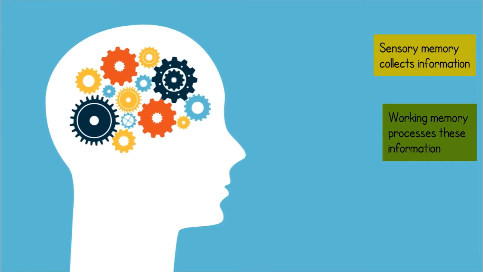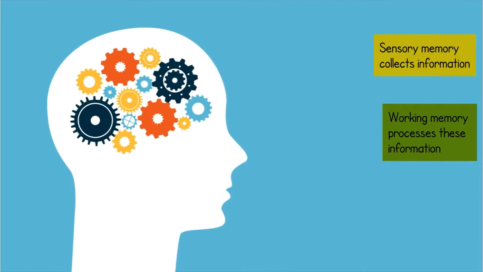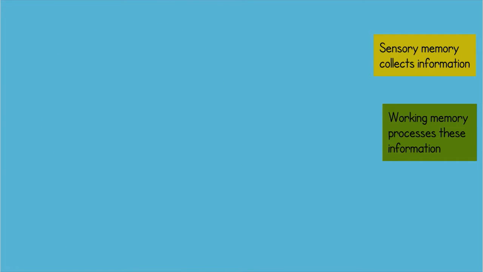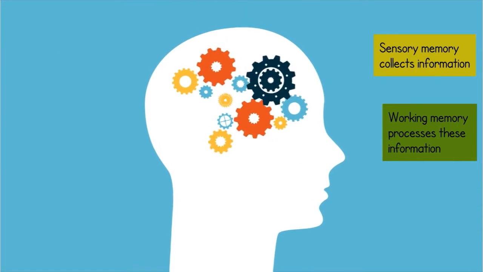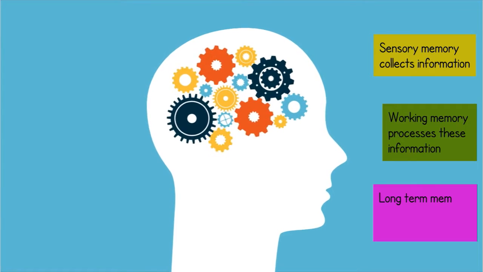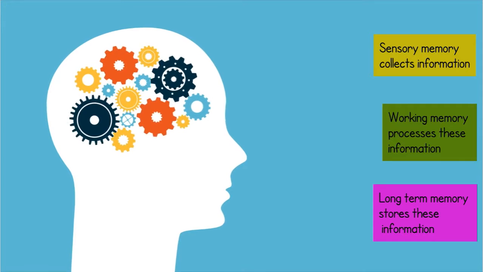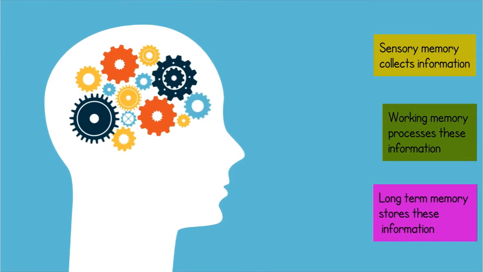Our working memory has limited capacity. Thus, the plentier the information, the more difficult it is for the working memory to process this information. And finally, all of this processed information will be stored in our long-term memory, thus completing our learning cycle.